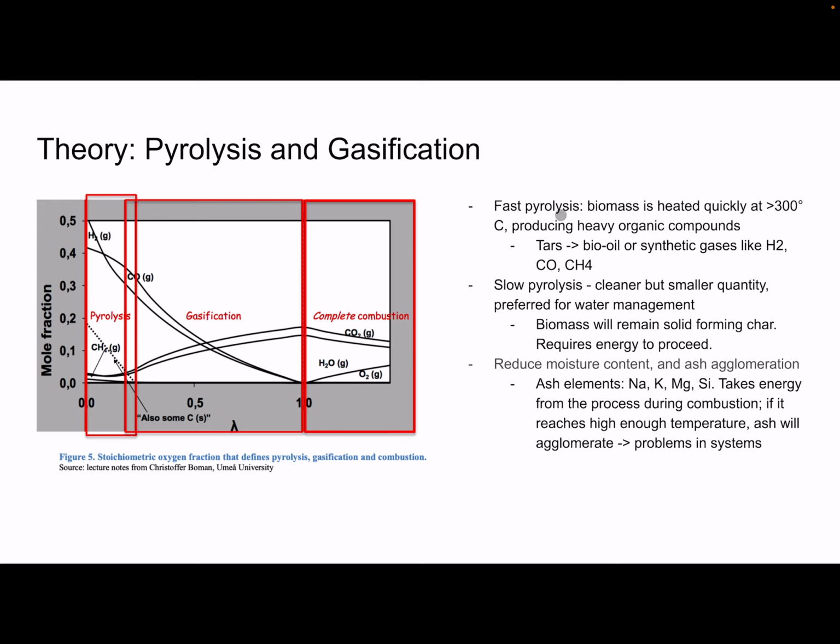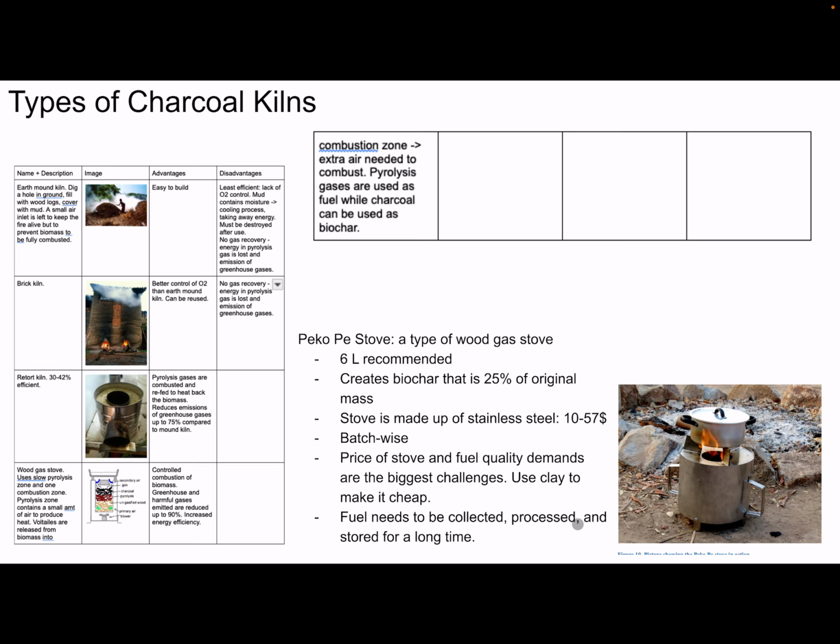There are two types of pyrolysis this paper talks about. The first one is fast pyrolysis, where the biomass is heated really quickly, and slow pyrolysis, which I believe is more effective for water management, where it's heated slower and in much smaller quantities. And then the other thing this paper talks about is ash elements like sodium, potassium, magnesium, and silicon, which take energy from the combustion process and can cause problems in the systems.